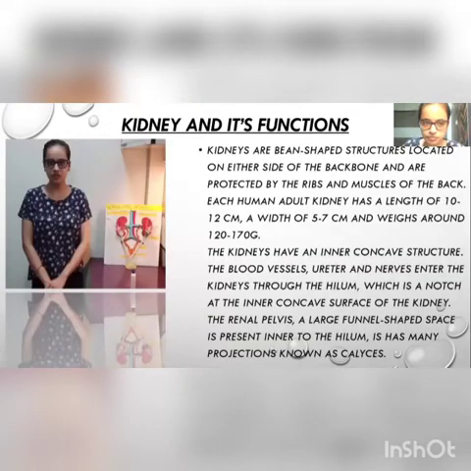Then, kidney and its function. Basically, the kidney is the main organ of the human excretory system. So let us see what its major role is. I would say that this is the king of the excretory system.